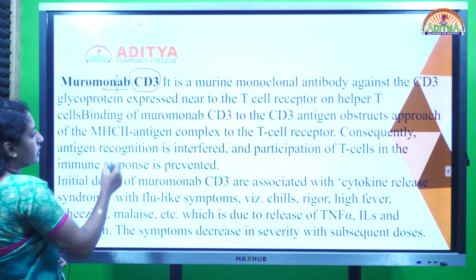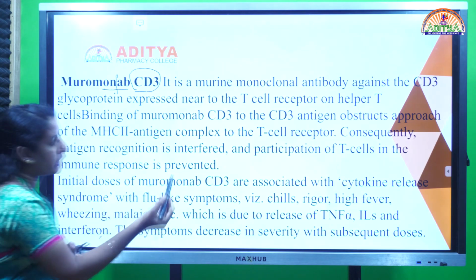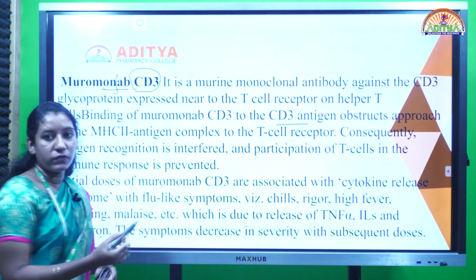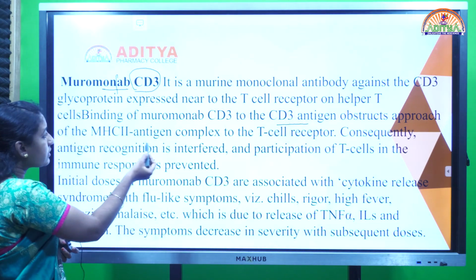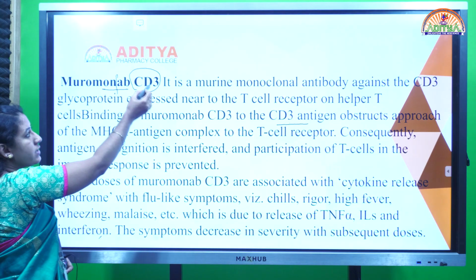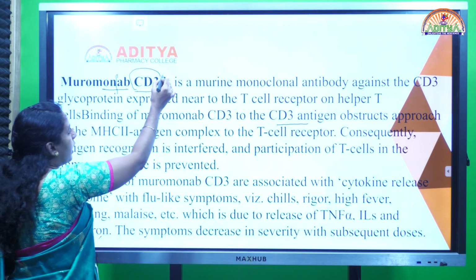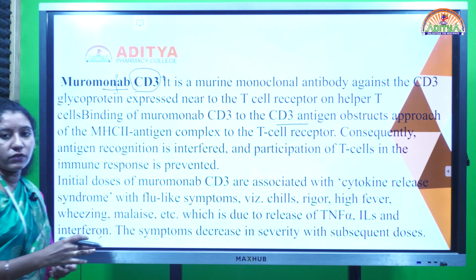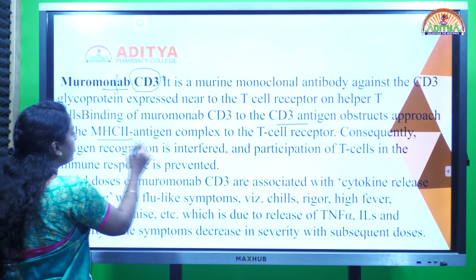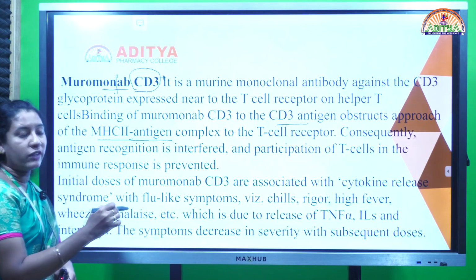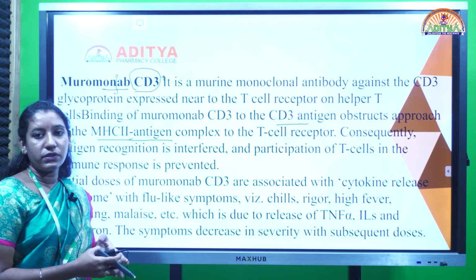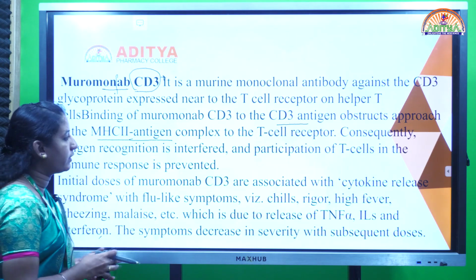Muromonab CD3 will bind to the CD3 antigen and it will inhibit the approach of this antigen to form the complex. Again, muromonab CD3 will bind with the CD3 molecules and inhibit the formation of the complex. If the MHC class 2 and CD3 complex is inhibited, there will be no activation of T cells, that means no proliferation and activation of T cells, and like that immune responses can be inhibited.